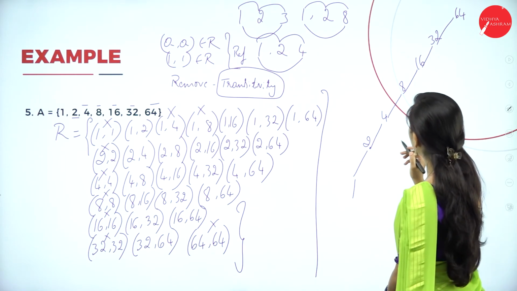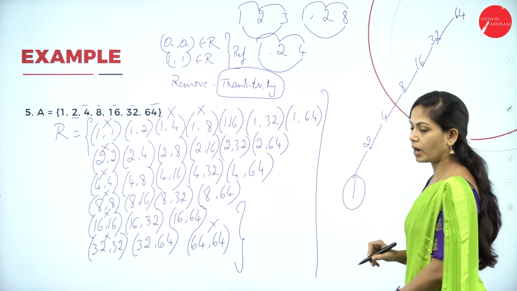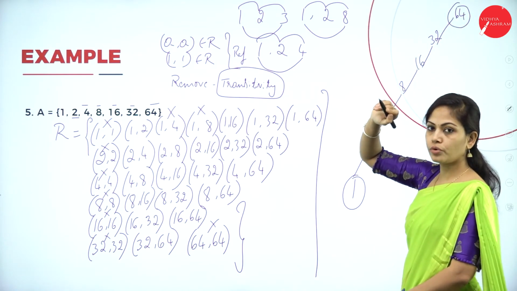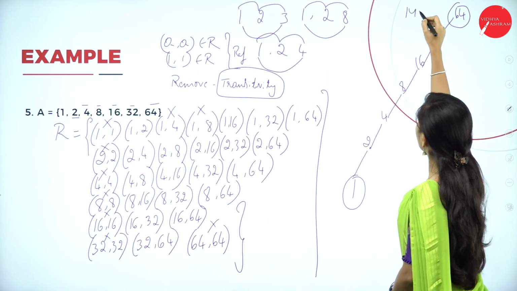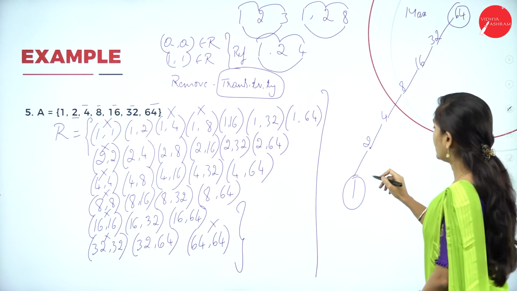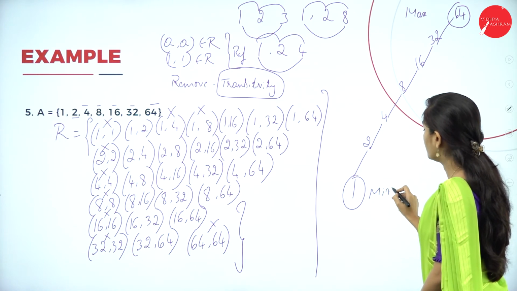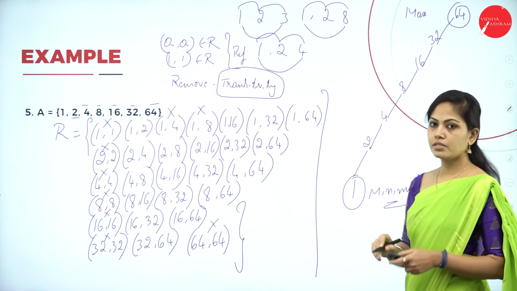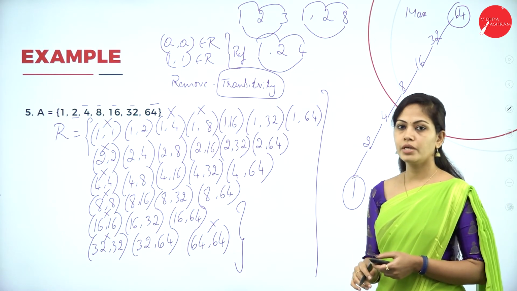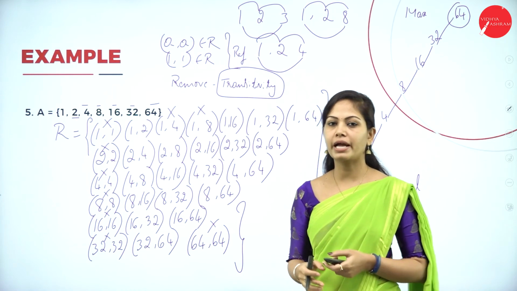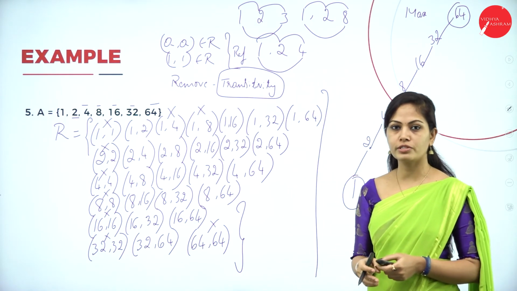So here the minimal element is 1 and the maximal element is 64. This is your maximal element because it is not related to any other elements, and this is the minimal element. This is for a 7 marks question. Easily you can score on this topic. Please practice the problems and understand the concept properly.